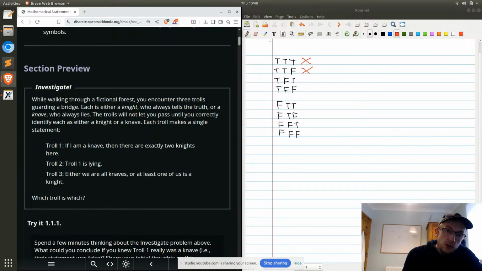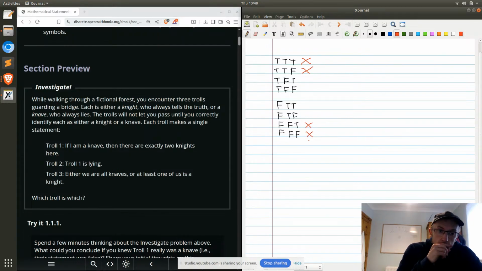And if troll 2 is lying, then he's saying that troll 1 is lying, and he's lying about that. And therefore, the actual truth is that troll 1 is telling the truth. So the two initial can't both be false either. So that rules out those two. Okay. So now there's just 4 possibilities, I think.